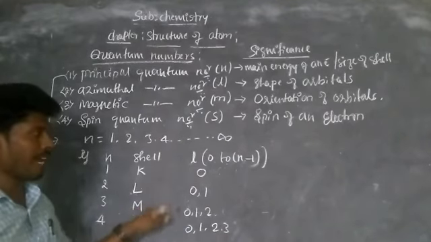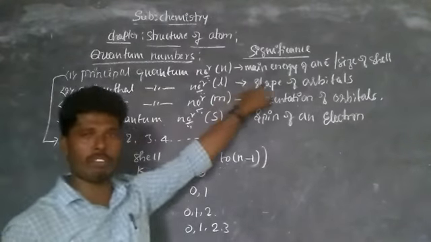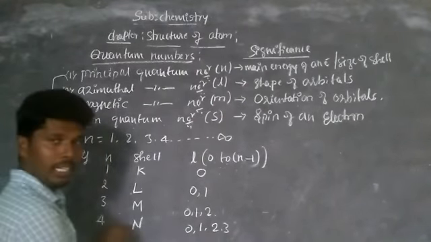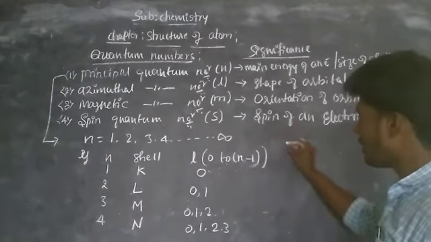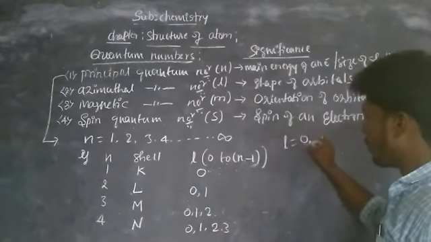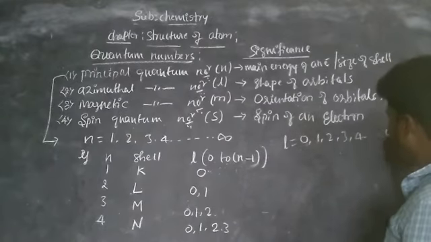So those are the values of L. So here observe, it indicates what? The shape of the orbitals. So if L is equal to 0, it means the L values start from 0, 1, 2, 3, 4, and so on up to infinity.